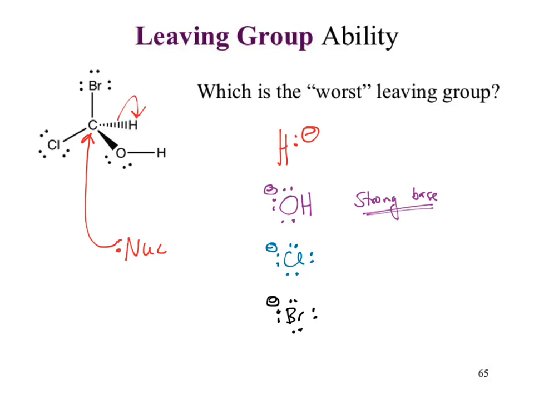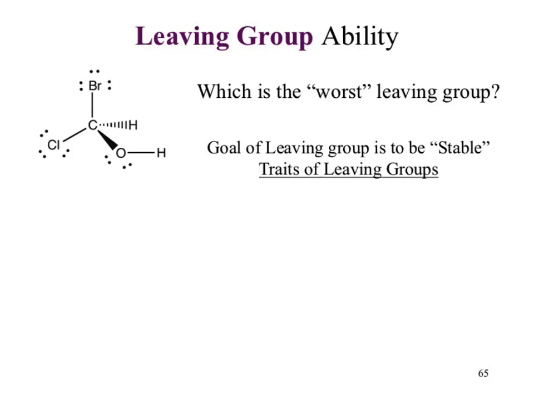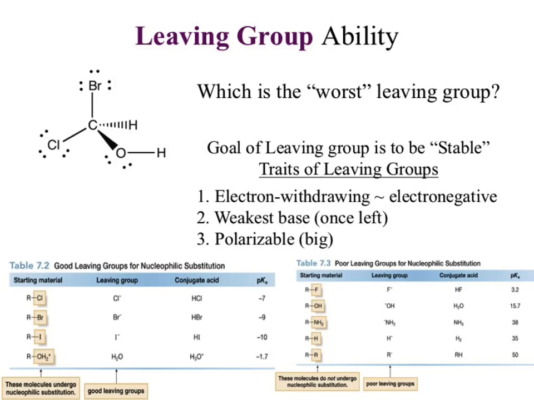Okay? So ultimately, all we're trying to do is say what happens when the electrons leave with that atom. Is it stabilized? Okay? So traits of leaving groups, they tend to be electron withdrawing or very electronegative atoms because they need to take the electrons.